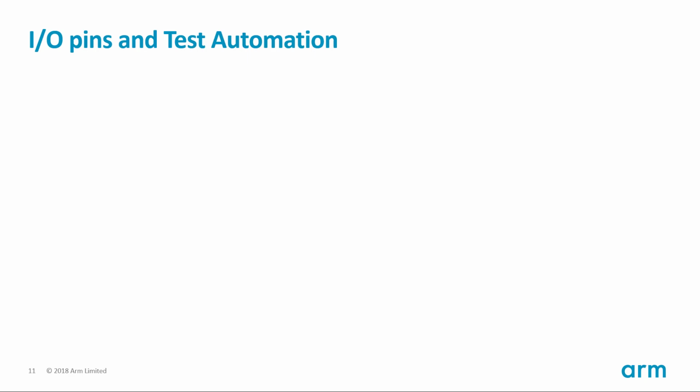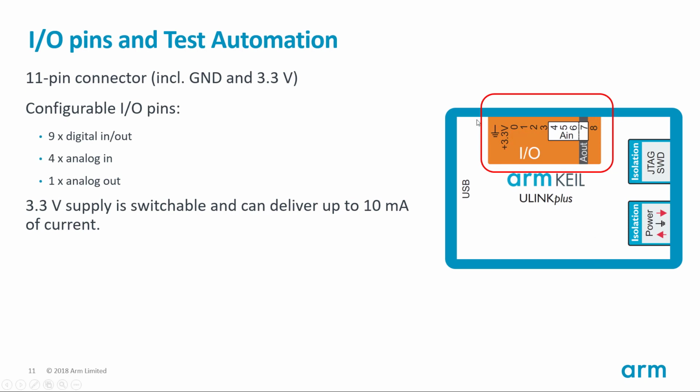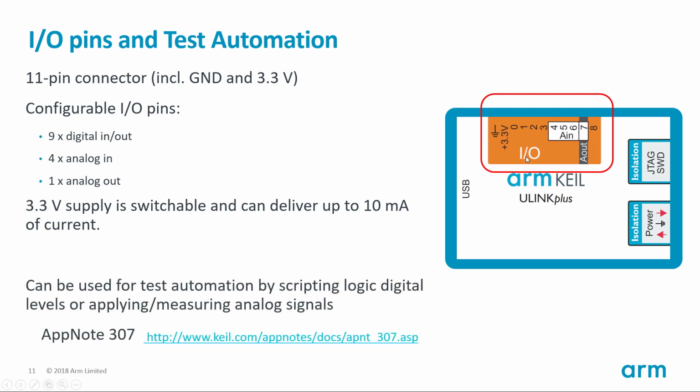ULINKplus offers the ability to communicate with the target under test using digital and analog I/O signals. For that, it has a special 11-pin interface. 2 pins are reserved for ground and 3.3 volt signals, and other pins can act as digital or analog input-outputs. As we will see next, these pins can be controlled and monitored directly from the MicroVision IDE during debug, but even more benefits can be achieved using the scripting option and fully automating the system verification. Our application note 307 describes in detail how to use this feature with the scripts and command line interface.